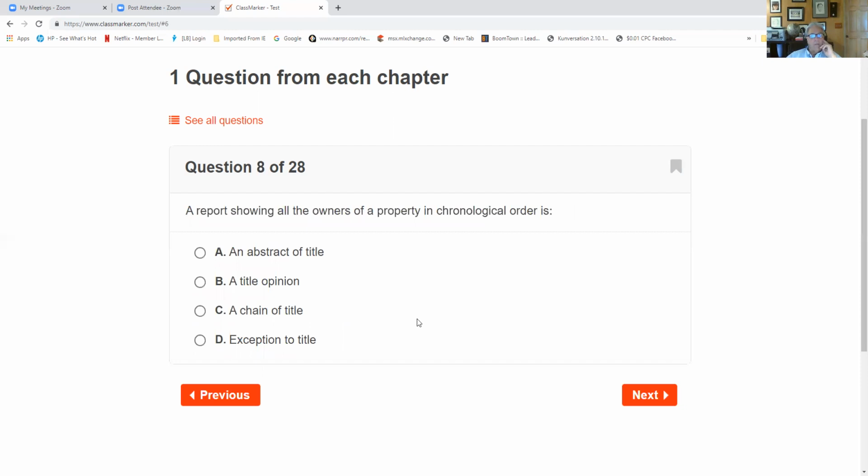Question from Chapter 8. A report showing all of the owners of a property in chronological order is a chain of title. And we get a chain of title when we're doing a title search in order to prepare a title insurance policy. The abstract of title is the written report that states everything that the title searchers found that pertains to that specific property.